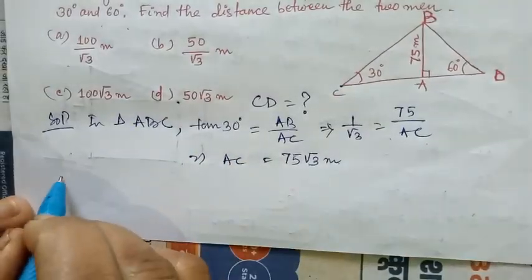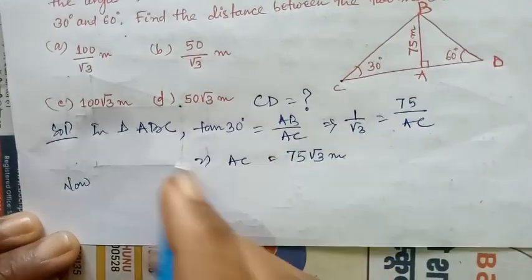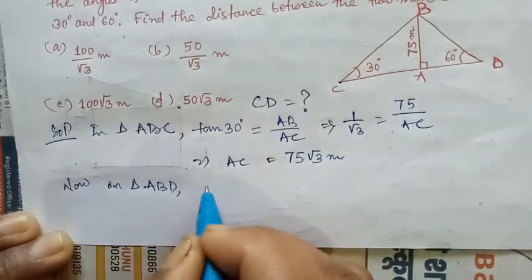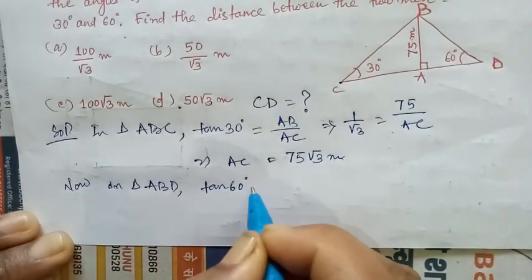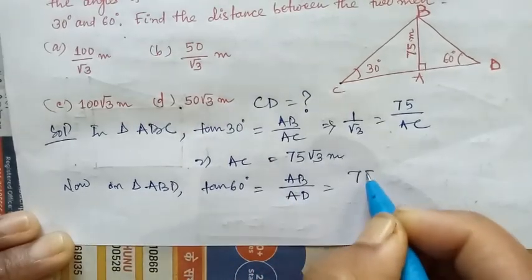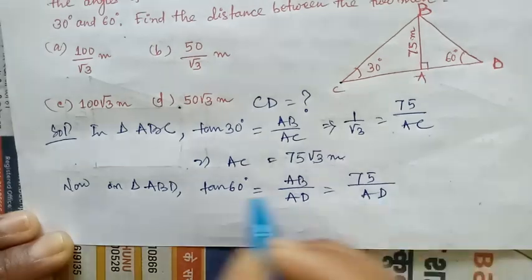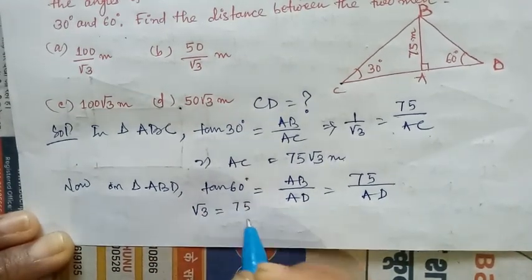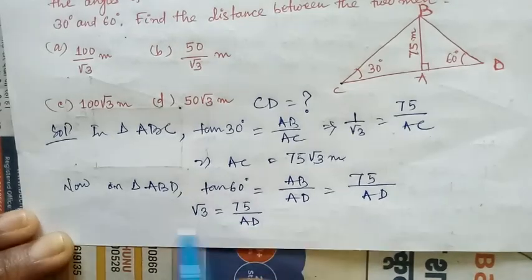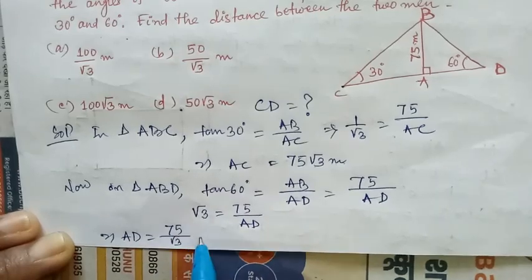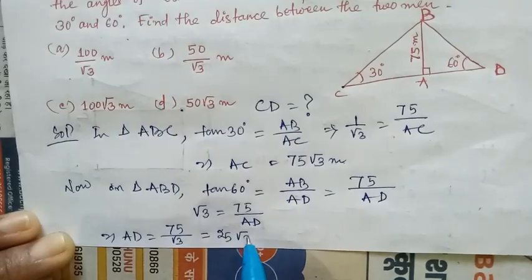Now in triangle ABD, tan of 60 is equal to AB upon AD is equal to 75 upon AD. So tan 60 is how much? Root 3 equals 75 upon AD. That means AD is how much? 75 upon root 3. Multiply by root 3, that is equal to 25 root 3 meter.